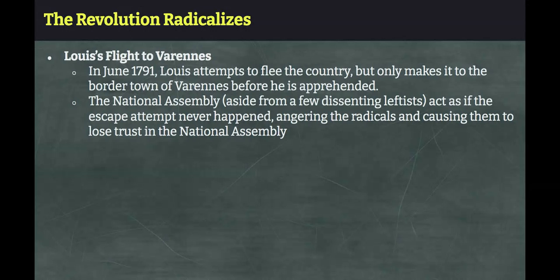But what the National Assembly does, aside from a few dissenting leftists or radicals, is they're just like, oh, hey, no big deal. We understand you tried to run away. Let's let bygones be bygones. Sorry about that. And what this does is it really angers the radicals, and it causes them to lose trust in the National Assembly. They're like, hey, you're here. You're supposed to write this great constitution that creates this limited monarchy. And the minute the king does something wrong, you just sort of brush it under the rug. You're like, hey, whatever, it's fine. That doesn't inspire a lot of confidence.